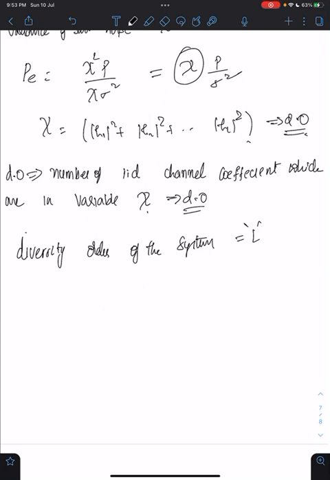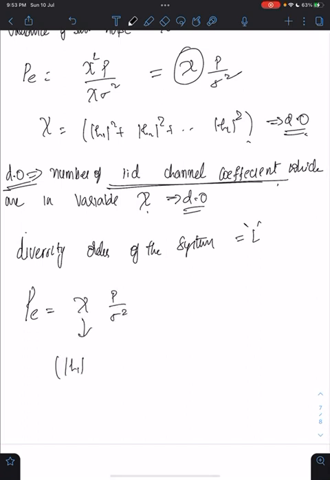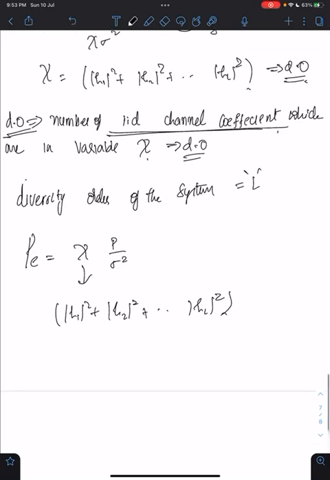Why is diversity order a function of IID channel coefficients? If you look at this expression, chi into P by sigma square, where chi is a function of h1 square, h2 square, and so on up to hL square. Let's suppose they are not independent. Let's take the extreme dependence case, which is H1 equals H2 equals HL. So these are essentially the same.